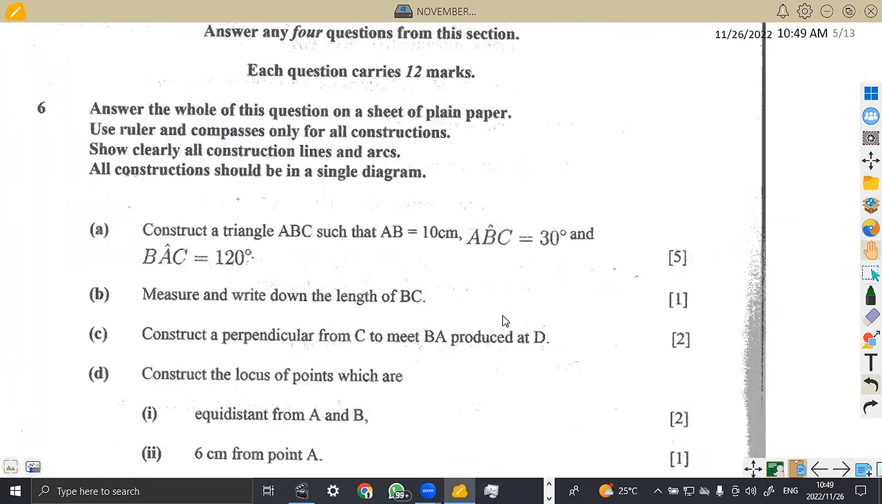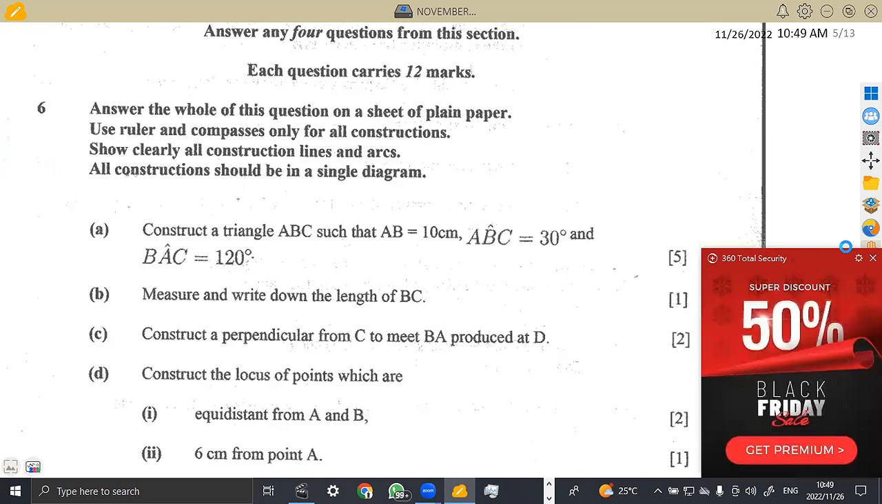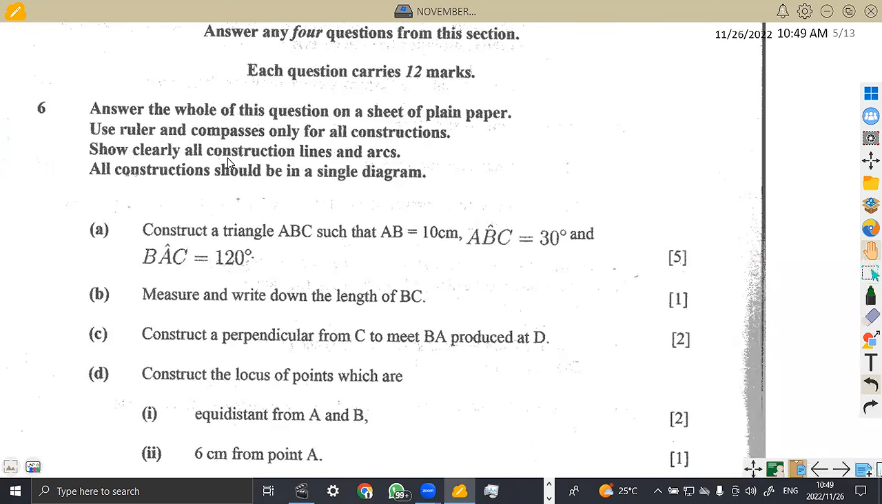Answer the whole of this question on a sheet of plain paper. Use ruler and compasses only for all constructions. Show clearly all construction lines and arcs. All construction should be given in a single diagram. So that is what we're given, and we're just going to have our sketch as usual.